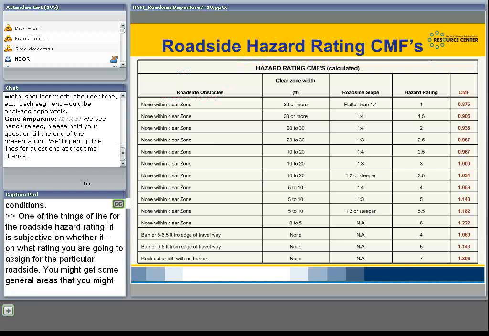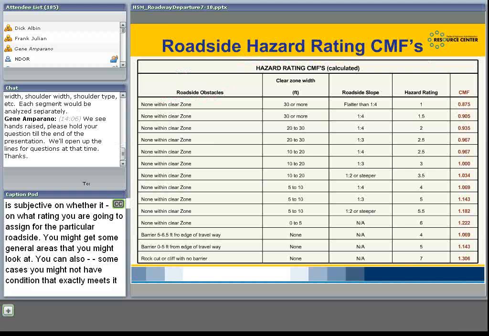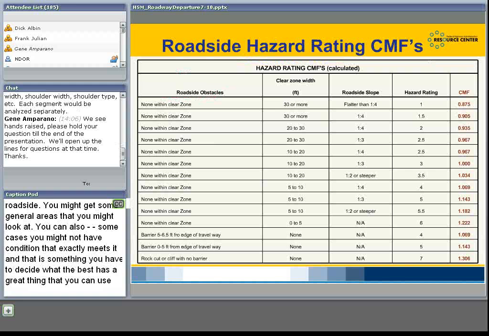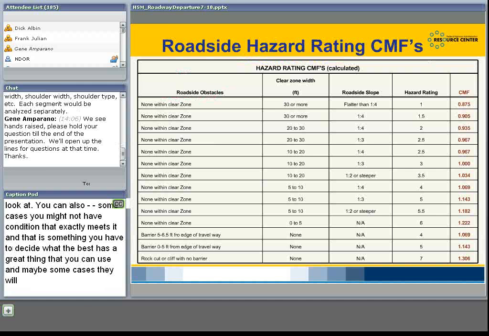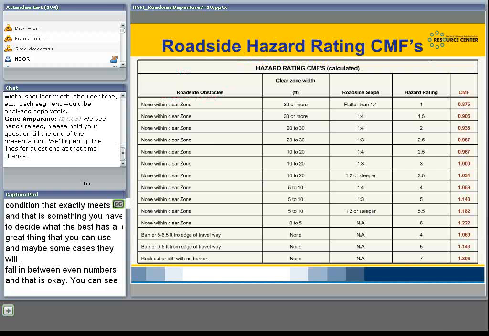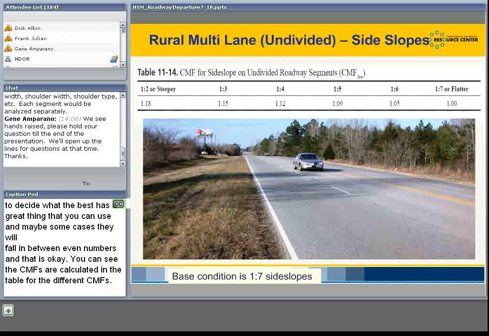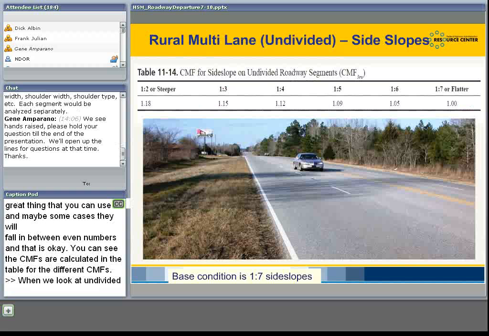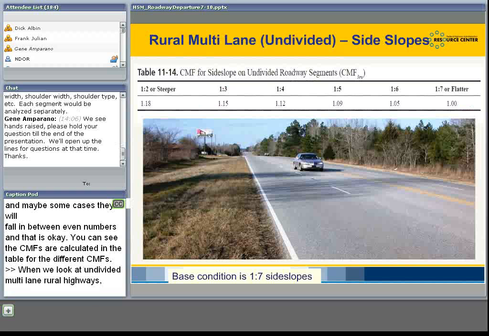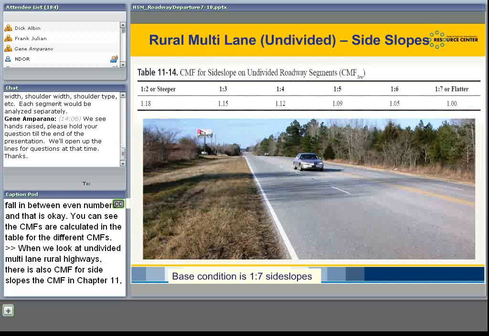One of the things with the roadside hazard rating is it is somewhat subjective in determining what hazard rating you're going to assign to a particular roadside. This chart gives some general areas that you might look at. You can also notice that there are CMFs for hazard ratings of 0.5, 1.5, or 2.5. In some cases you might not have a condition that exactly meets it, and you have to decide what is the best hazard rating that you can use. Maybe in some cases it will fall in between the even numbers, and that's okay. You can see the CMFs are already calculated over on this table for the different hazard ratings.